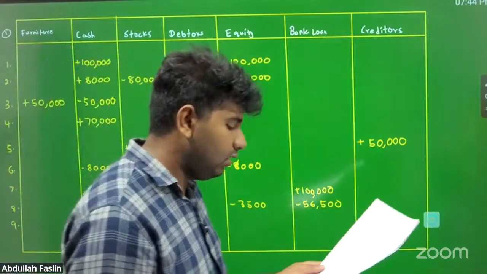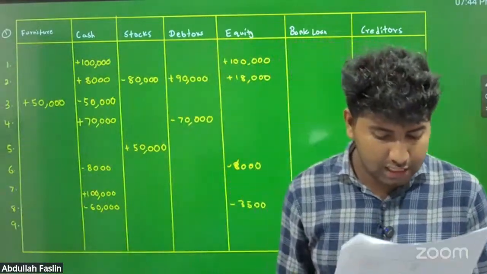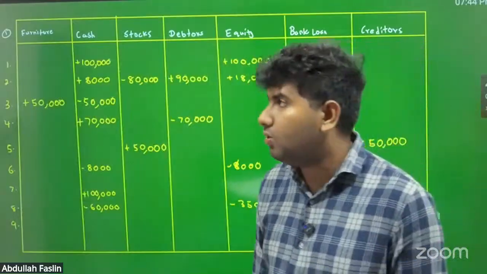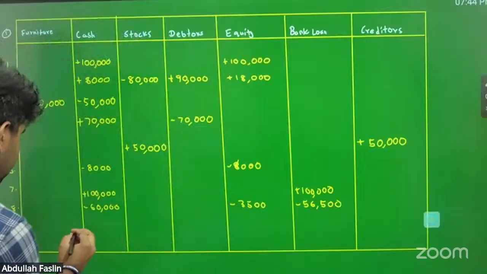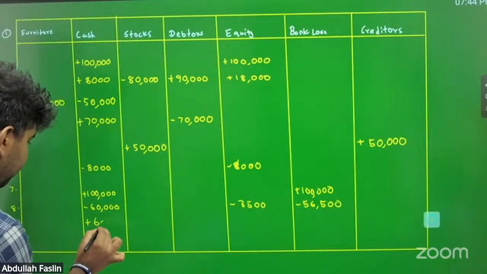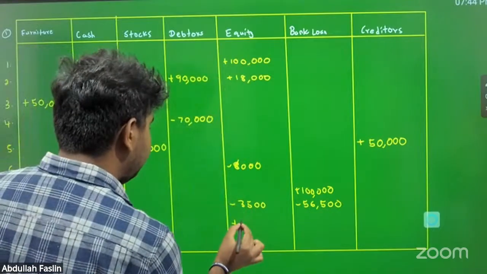Right. Then transaction 9, commission income received. It's an income. 6,000 you are receiving. Therefore, cash plus 6,000. Commission income means it's equity, so equity plus 6,000.